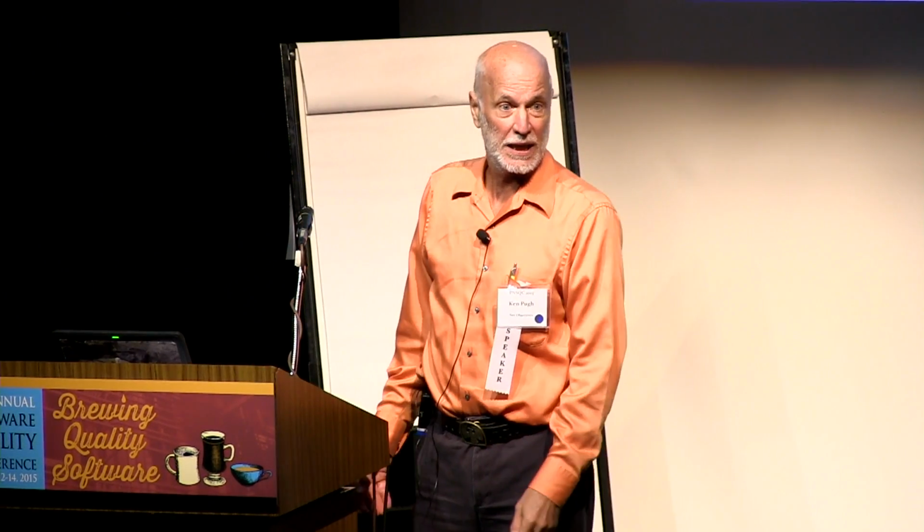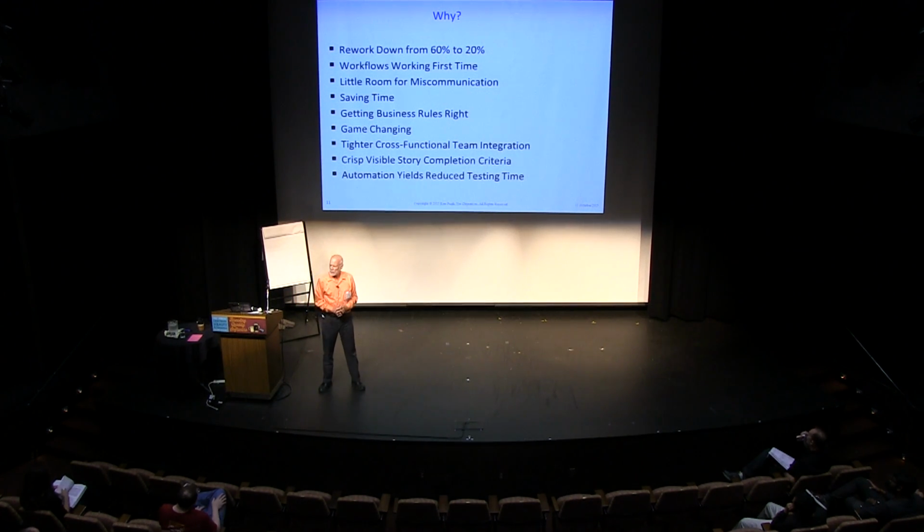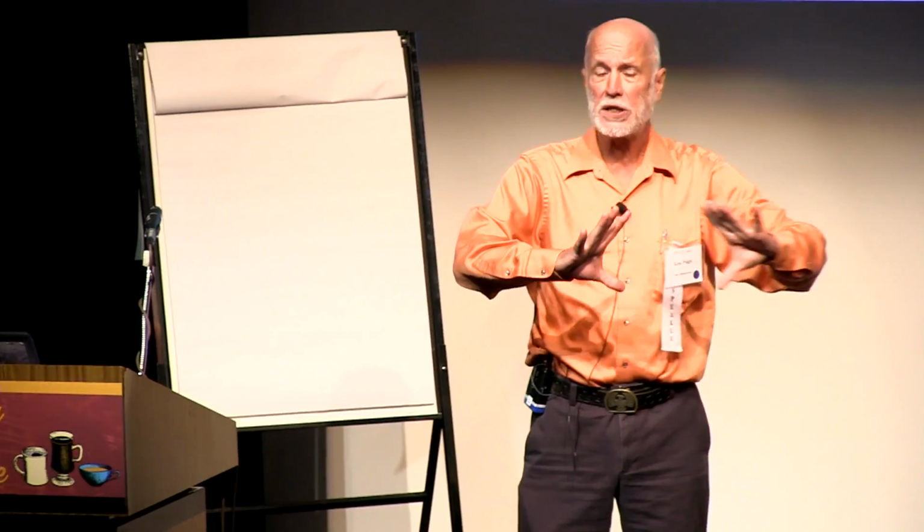Workflow is working the first time. Little room for miscommunication as to what we mean by fast. Obviously, we save time. My emphasis is getting the business rules right, because one of the toughest things is understanding all those business rules. In fact, I would suggest that at least 50% of code is business rule related. So it's game-changing. Tighter cross-functional team integration, because the entire team, from product owner, from business analyst to tester, all work together.